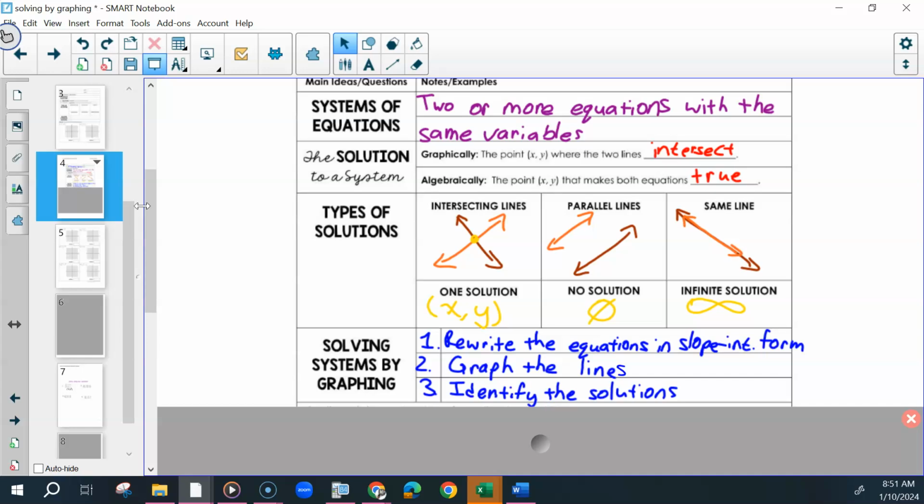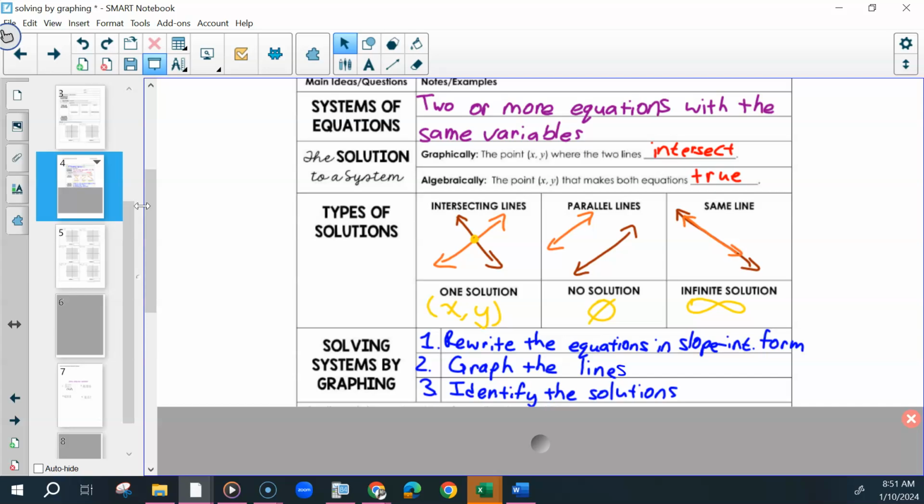So a system of equations is 2 or more equations with the same variables. The solution to a system, graphically, is the point (x, y) where the 2 lines intersect. The solution to a system, algebraically, is the point (x, y) that makes both equations true. There are 3 types of solutions when dealing with systems.